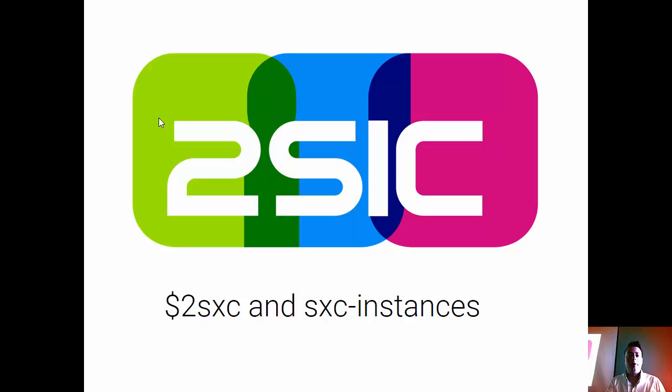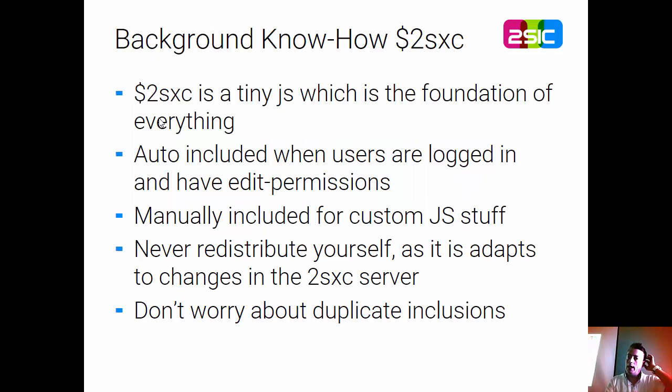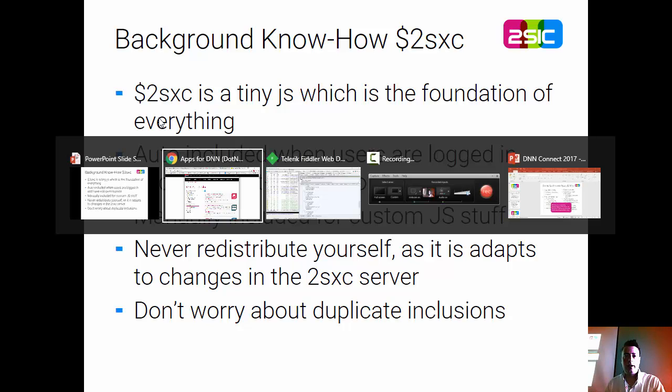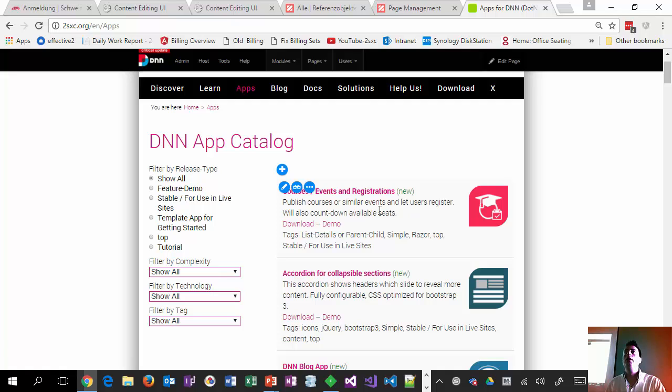So there's a small library called the $2Sexy, which is like the entry point for everything. It's automatically included when users are logged on with edit permissions. And if you have your own JavaScript application for output things, like our app catalog here, for example, it has to be included specifically. So if I quickly look at the code of this, I hope I'm still logged on.